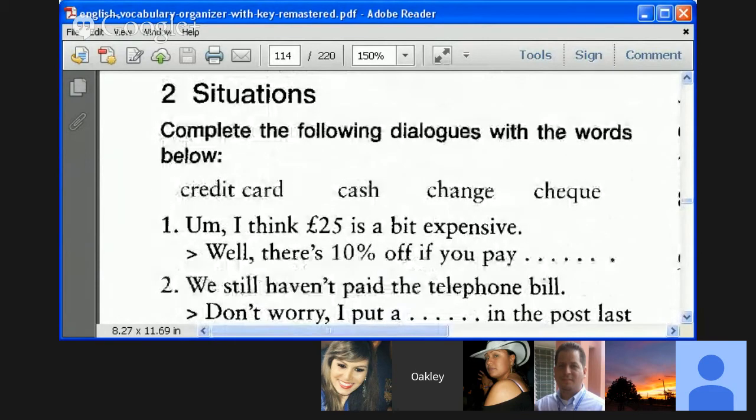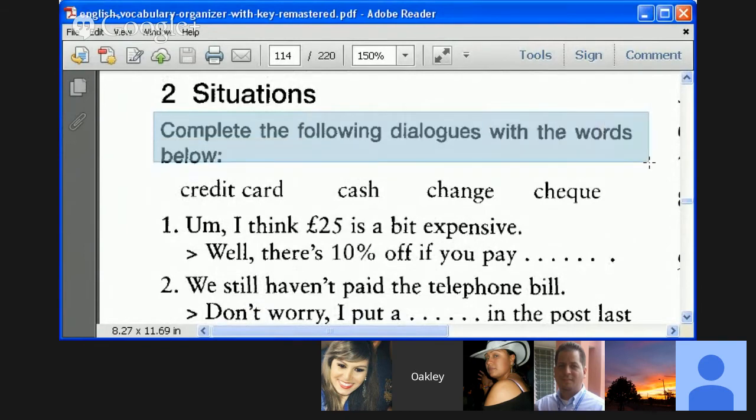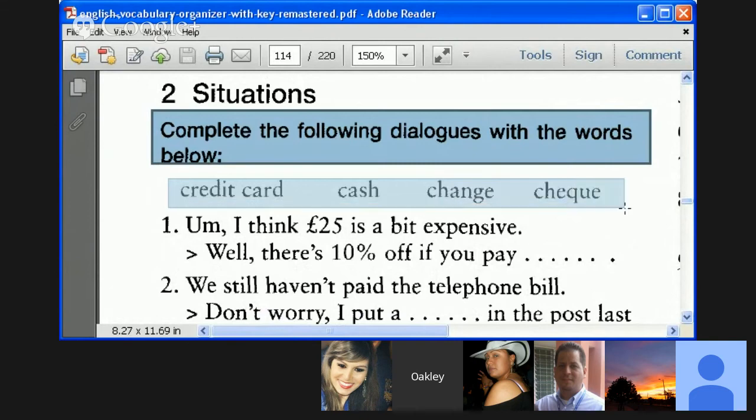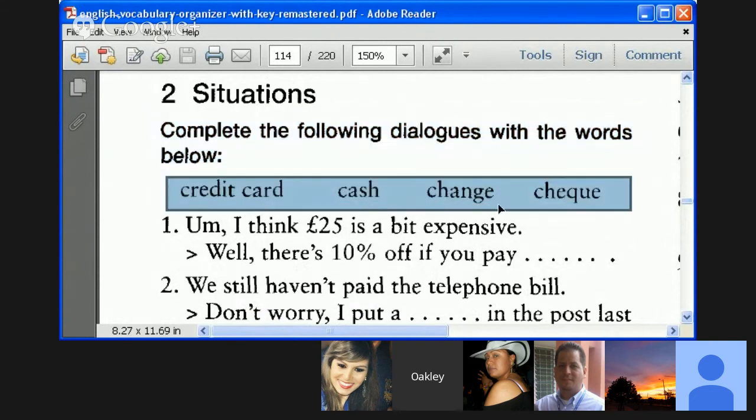Anyway, moving on. Simone, we're going to complete these following dialogues. When do we use credit card, cash, change, or check?